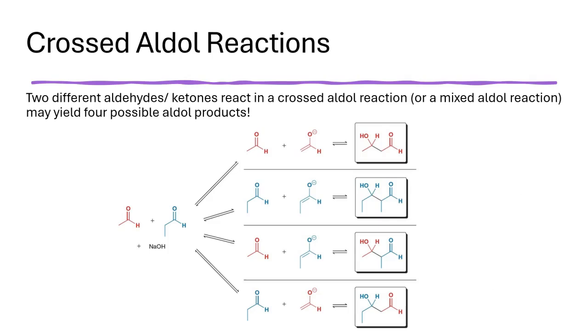Cross-aldol reactions. Two different aldehydes or ketones react in a cross-aldol reaction, or a mixed aldol reaction, and may yield 4 possible aldol products. So imagine having 2 different aldehydes in the presence of hydroxide. These are the different options that these two reagents may react in, resulting in 4 different products.